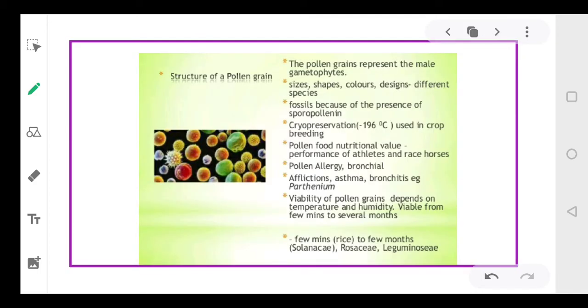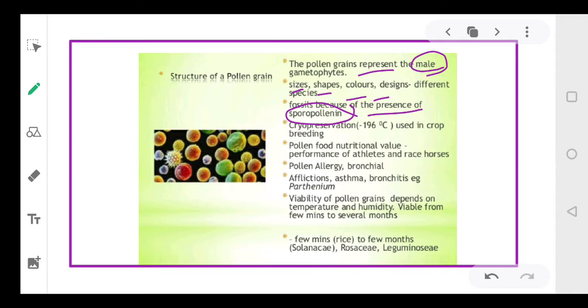Coming to the structure of pollen grains. The pollen grains are referred to as the male gametophytes. Okay, let's discuss the pollen grain. The pollen grain represents the male gametophyte. It is of various sizes, shapes, colors and designs, so different species have different kinds of pollen grains. Some pollen grains are well preserved as fossils because of the presence of sporopollenin. Okay everyone?